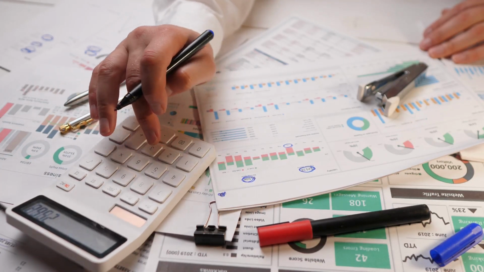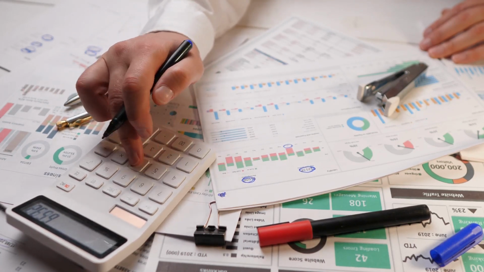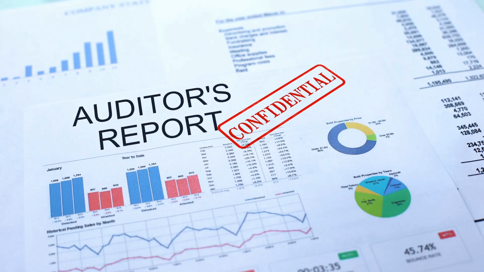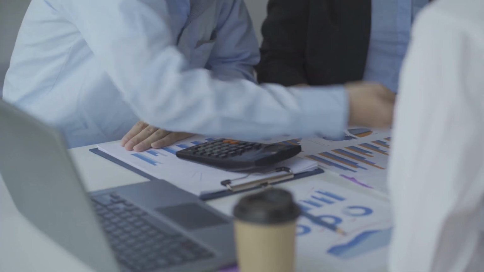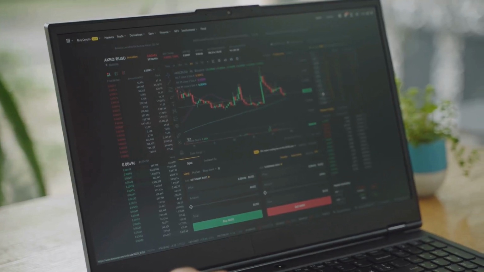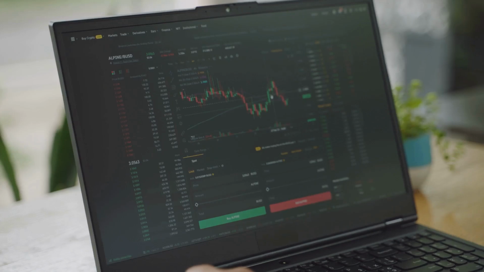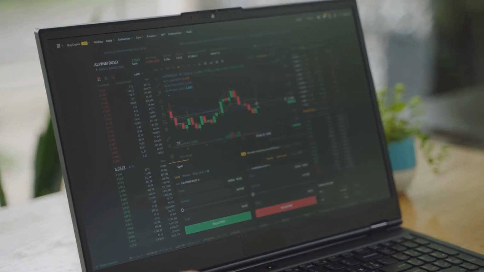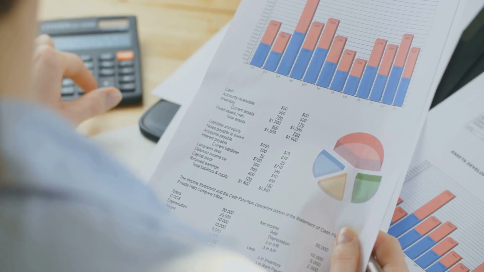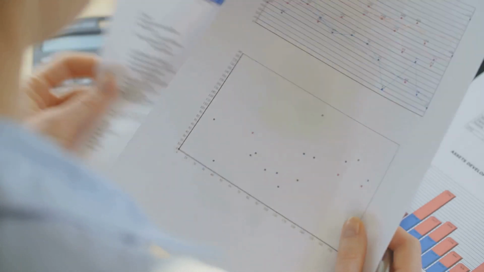Section 6. Analytical Procedures. Preliminary analytical procedures for cash. Preliminary analytical procedures are essential in auditing cash accounts as they provide auditors with an overview of the organization's cash-related activities. These procedures involve the use of financial data analysis to identify unusual trends, fluctuations, or relationships that may indicate potential misstatements or fraud. One common analytical procedure is the trend analysis of cash balances over time.